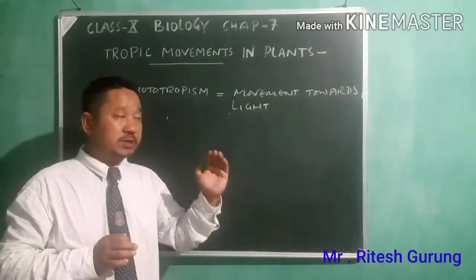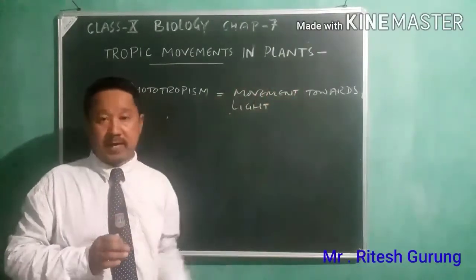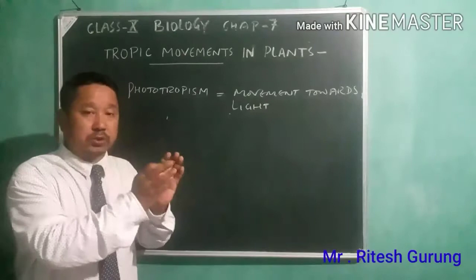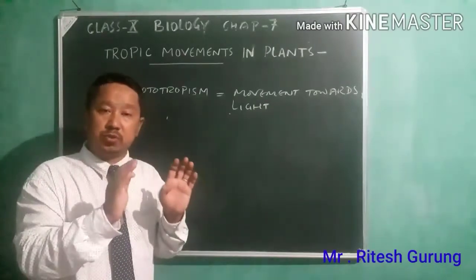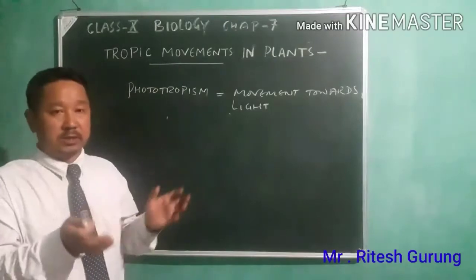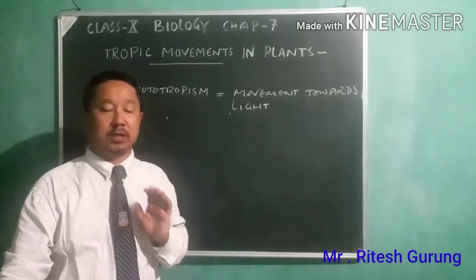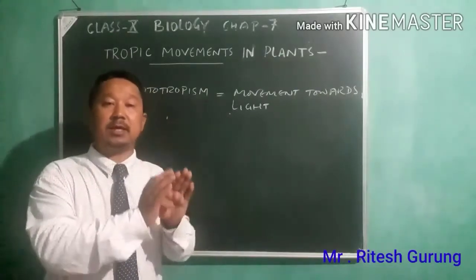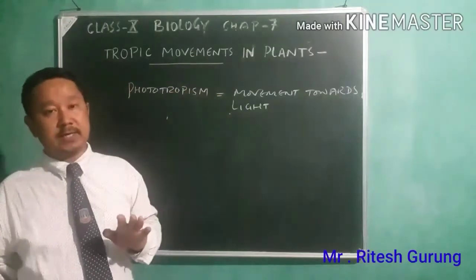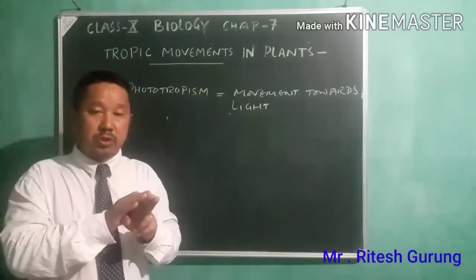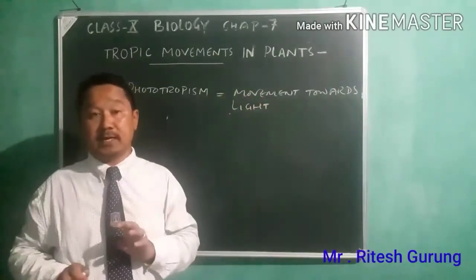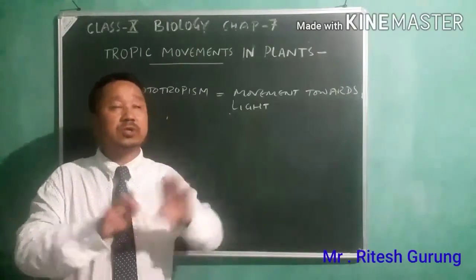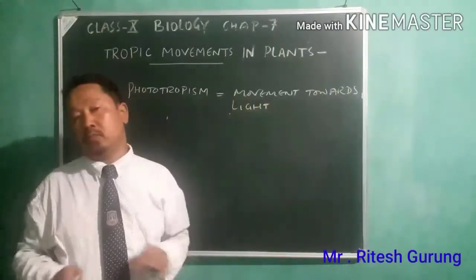One reason, that means the shoot system, is showing the movement towards the source of light, and the other, the root region, even the exposed roots, no matter the root which is not shown, which is already there in the soil, that is obviously going towards the source of water or deep in the soil, but some roots which are exposed, even they are moving away from the source of light. That means the root here is moving away from the source of light.